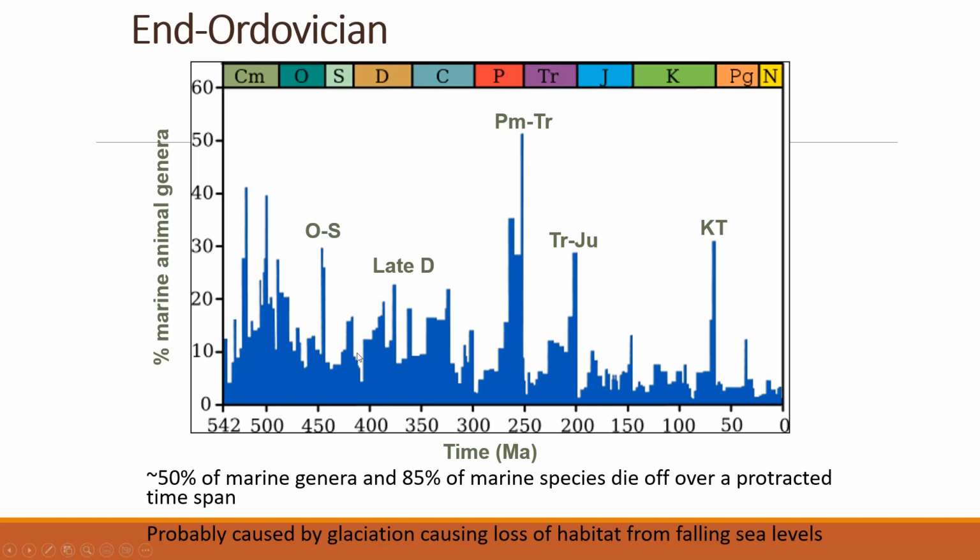At the end of the Ordovician, about 50% of marine genera, so these larger groups, and 85% of marine species die off. This is probably due to glaciation causing loss of habitat from falling sea levels, because remember, we're talking about the marine. But basically what we see is that at the end of the Ordovician, we have this drastic drop in the number of species. And if you look at this chart, we see these drastic drops at various times. If we go upwards, we see that typically these drastic drops correspond with a change in period. Some of these are labeled.